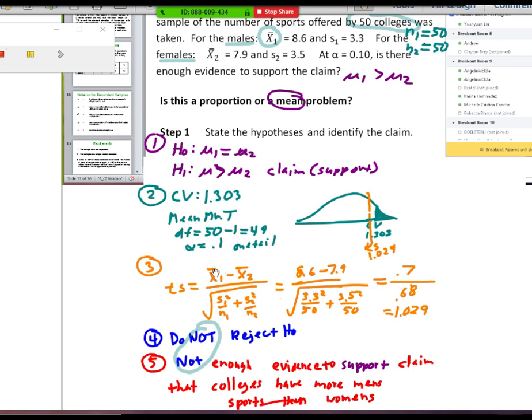Okay, so that's x bar 1 minus x bar 2 over the square root of s1 squared over n1 plus s2 squared over n2. So 8.6 minus 7.9. So my numerator is going to be 0.7, and my denominator is going to be the square root of, here's my s1, 3.3, and here's my s2, 3.5. So 3.3 squared over 50 plus 3.5 squared over 50.